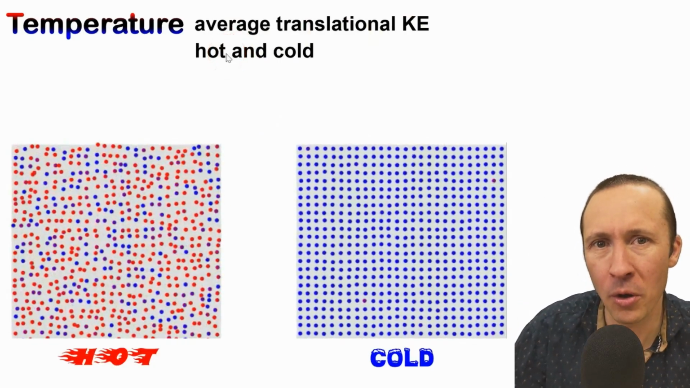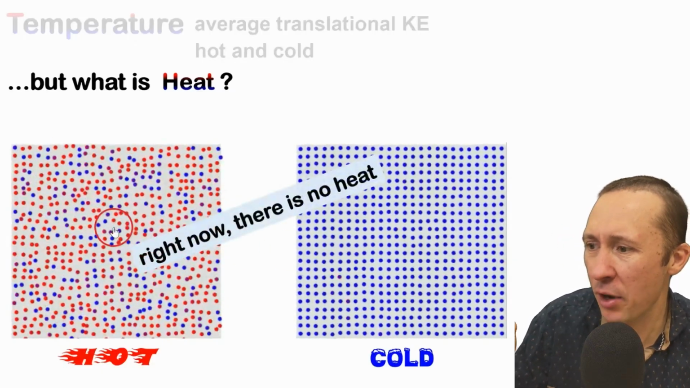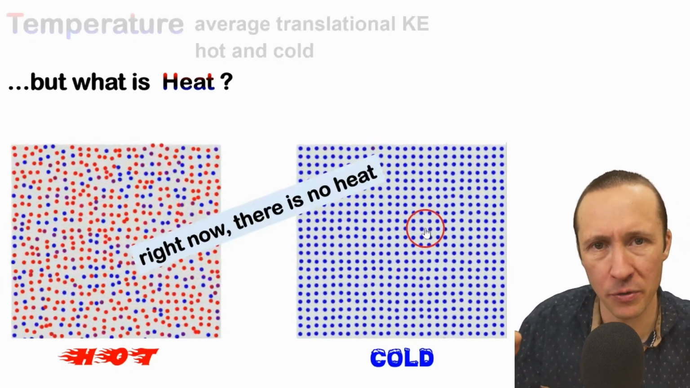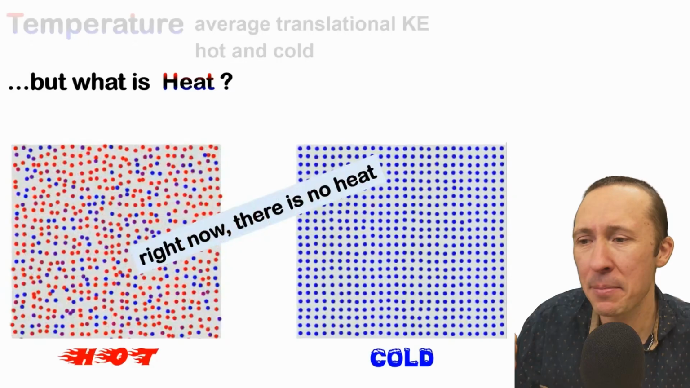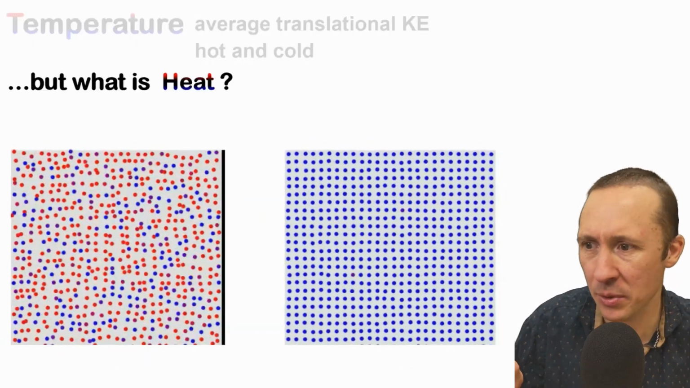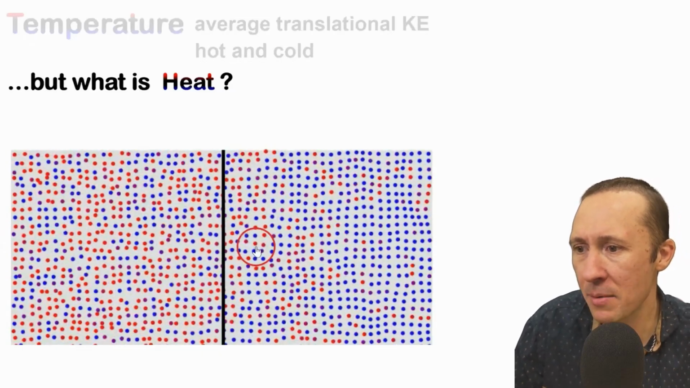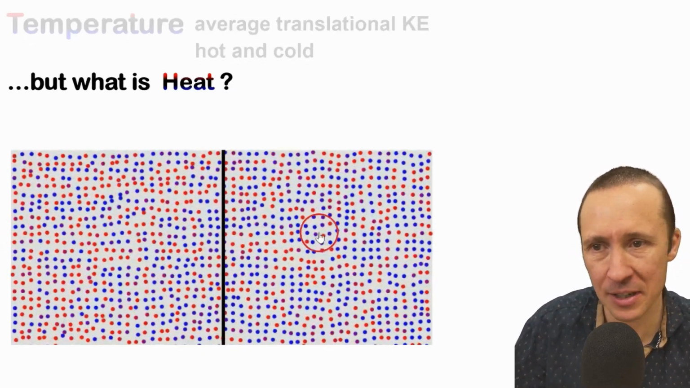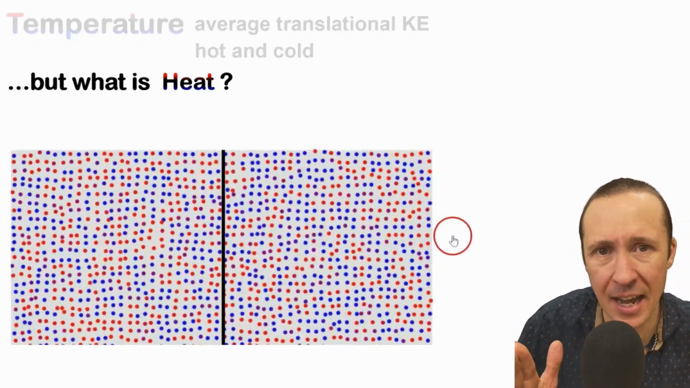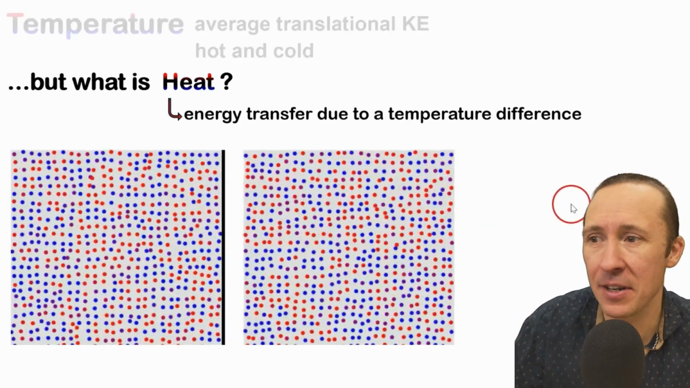It's a measure of hot and cold, but what about heat? Right now, there's no heat. We have a hot body because the molecules are moving fast. We have a colder body because the molecules are moving slowly. But heat is not present right now. Heat's a transfer of kinetic energy. If we take these two bodies and put them in contact with each other, we see that because of the collisions at the barrier, the slower moving particles start moving faster. Their kinetic energy increases. The kinetic energy of the hotter body goes down a little bit, and that transfer of kinetic energy due to this temperature difference is what heat is. That's kind of our definition of heat.